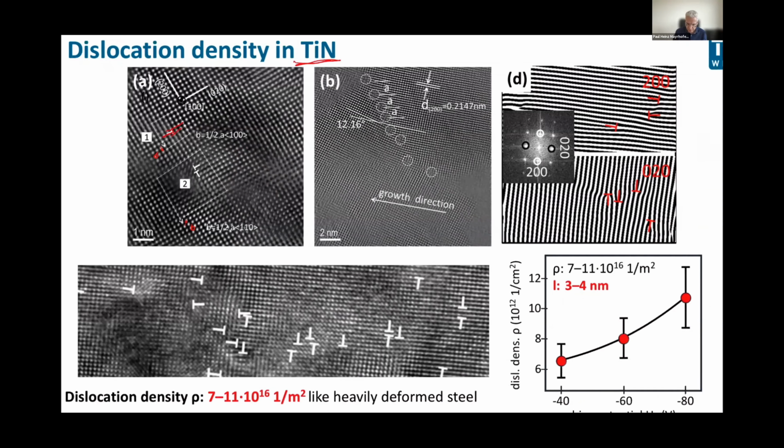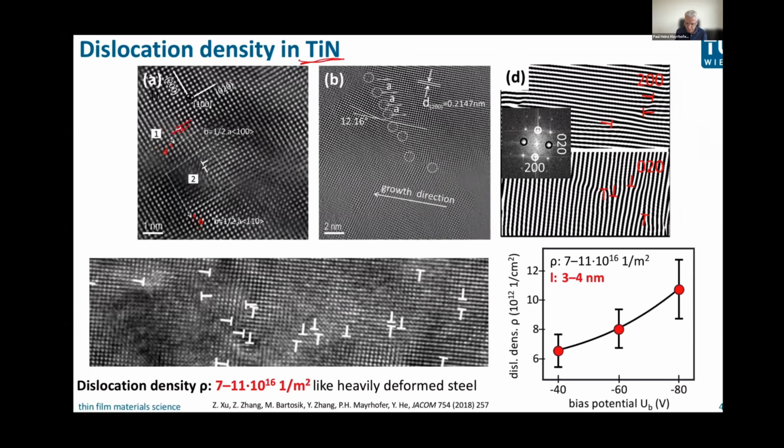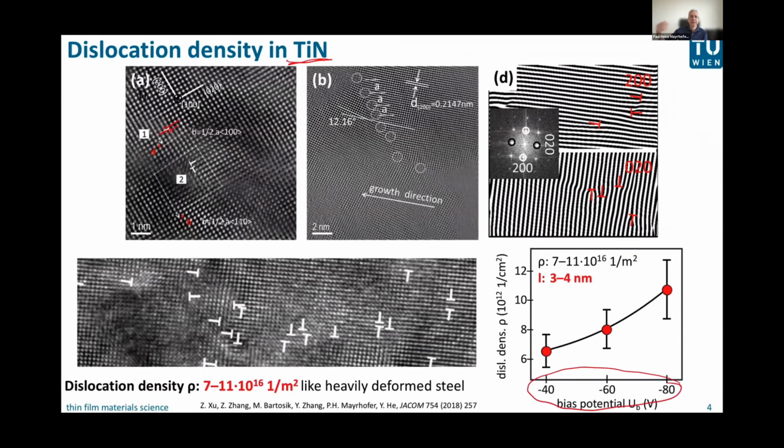I've added here the bias potential. We can negatively bias the substrate material, and thereby we attract the ions, and they assist in the bombardment of the growth of these materials. And just by that, we increase the density of dislocations.